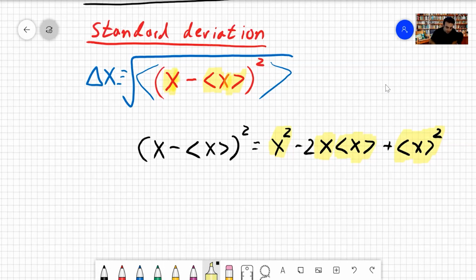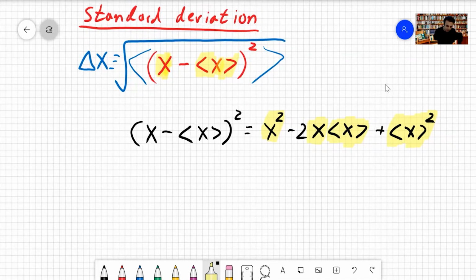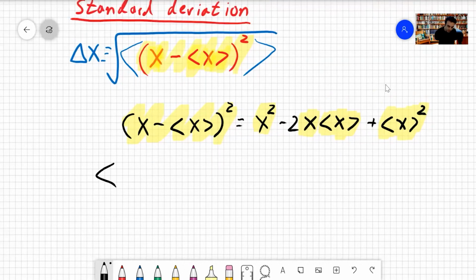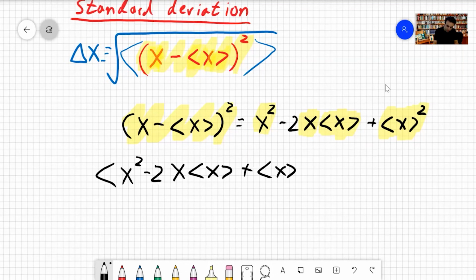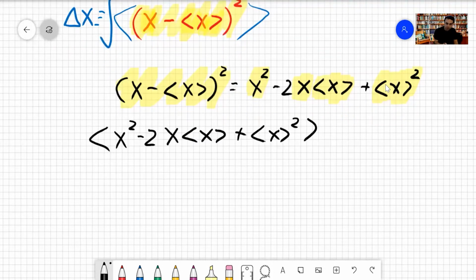Okay, so now I'm going to take the expected value. So this expression is the expression in red over here that is inside the blue expected value indication. So let's take the expected value of all of that. So the expected value of x squared minus 2x expected value of x plus expected value of x squared. Okay, now remember that expected value is linear, so this splits into three.